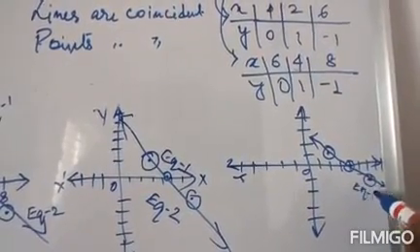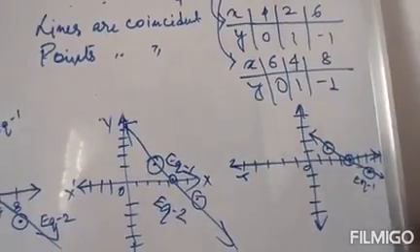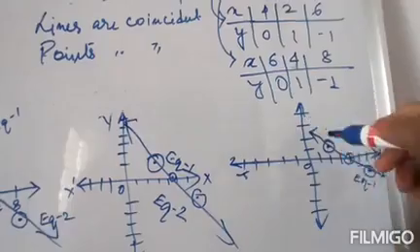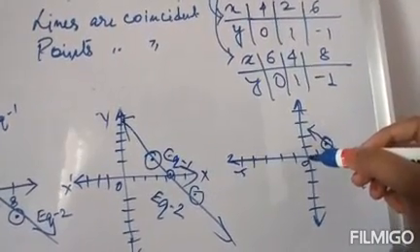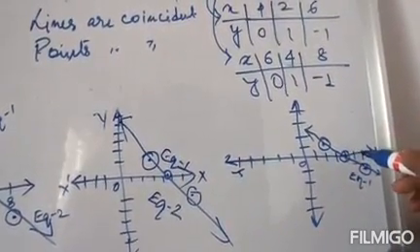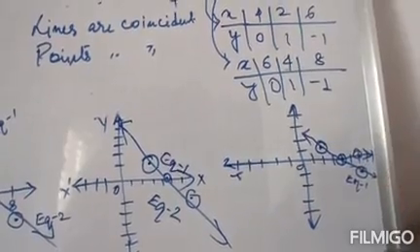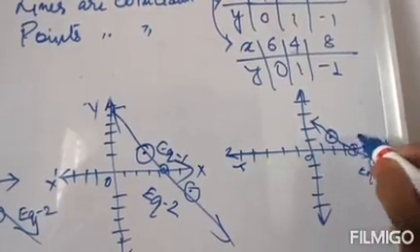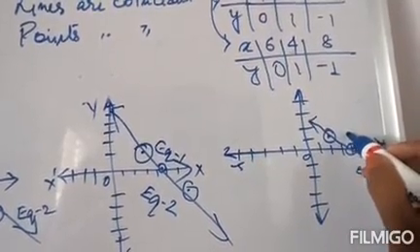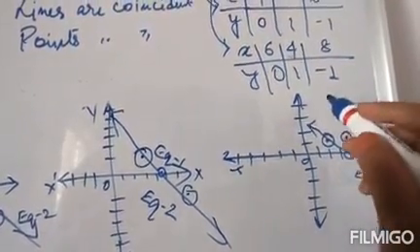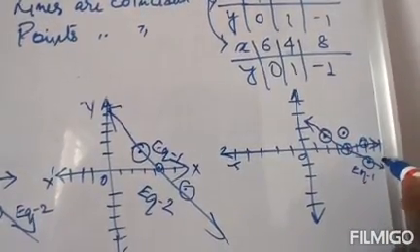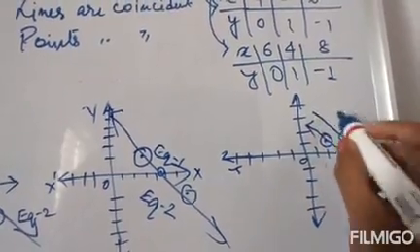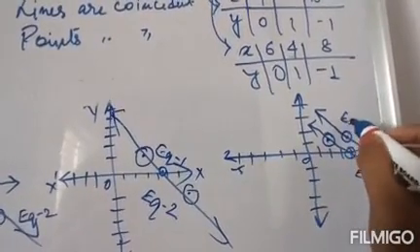This is equation 1. And for the second one, y is 0, x is 6. Okay, y is 1, x is 4. Somewhere here. And y is minus 1, x is 8, which means somewhere here. So you see, we have got equation 2.